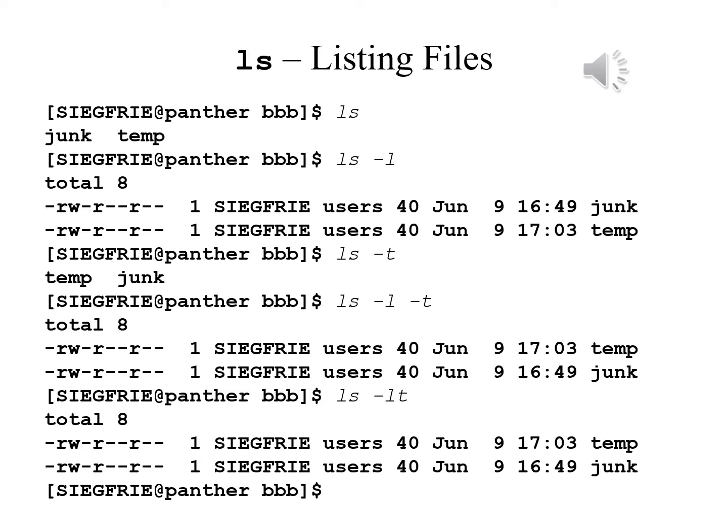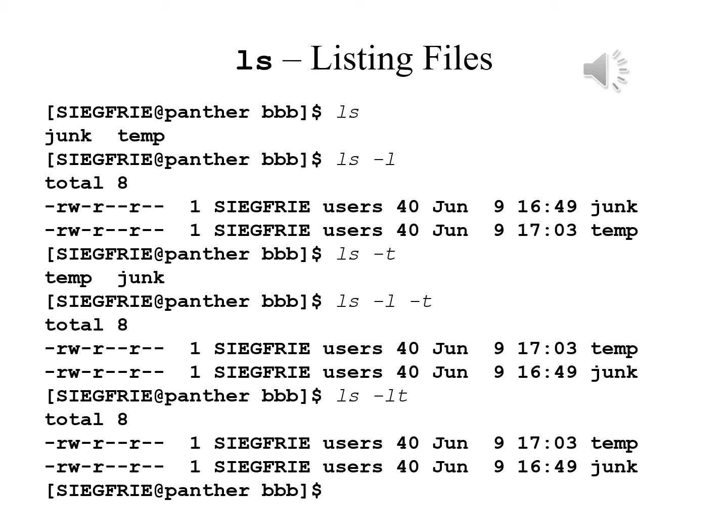ls is short for list. It lists the files in the current directory, unless I type a file name as well. If I type ls by itself, it will only give me the file name. But if I type ls space -l, I get more information, and we will talk about this shortly.